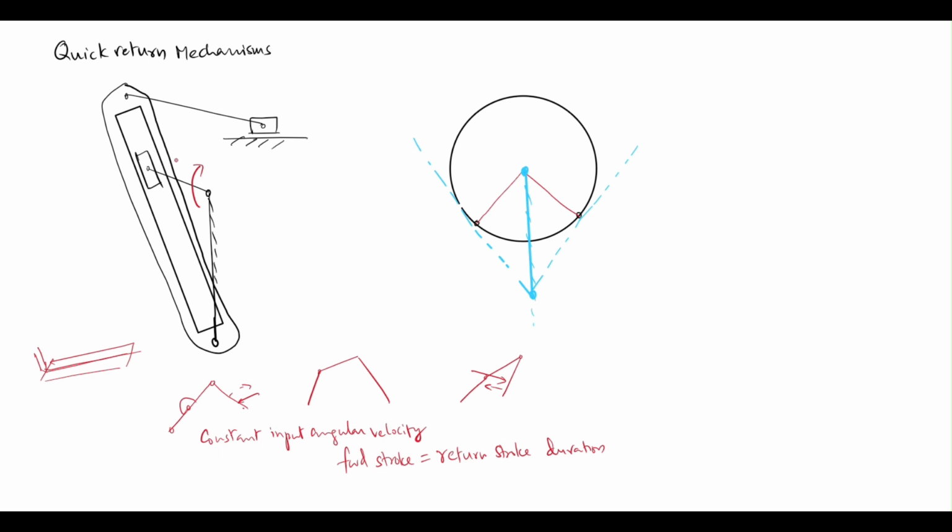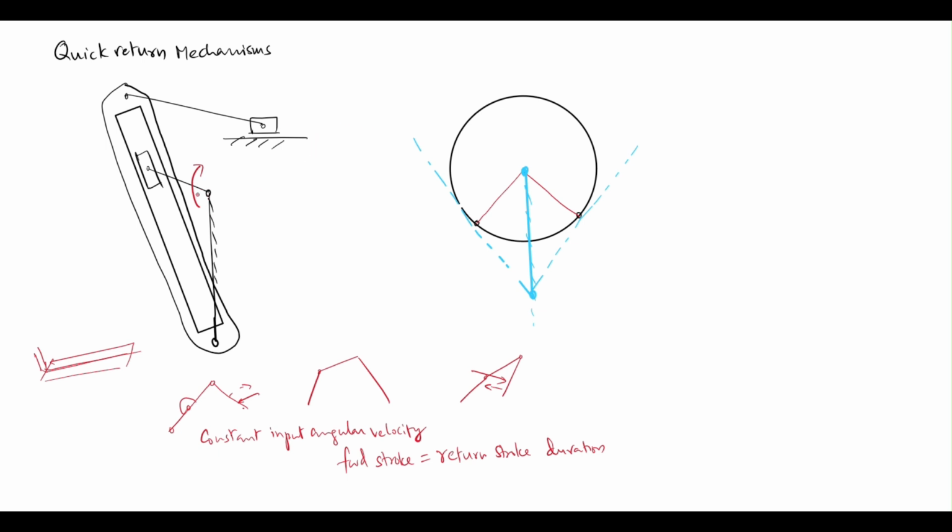stroke comes back fast. In order to find out the ratio of the so-called forward stroke duration to return stroke duration, we can simply use position analysis, and we can find the two extremes at which the slider is at the end of the strokes.